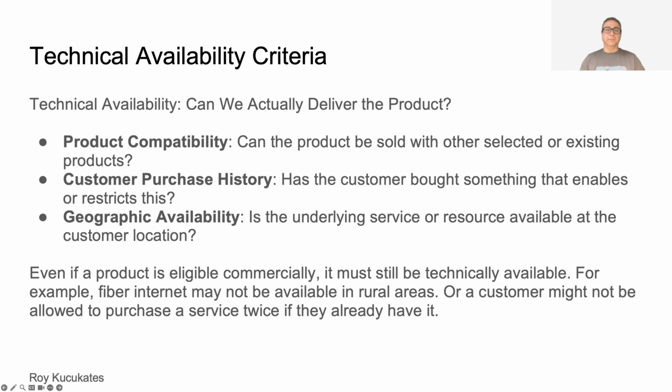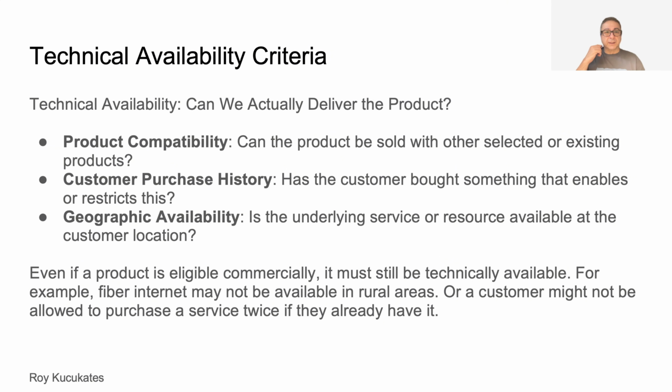Coming to the technical availability criteria. Technical availability is actually: can we actually deliver the product? So it defines if a product is deliverable to the customer. It checks basically the product compatibility. Can this product be sold along with the other selected ones, or an existing product of the customer? Or it checks the customer's purchase history. In some cases, you may want to restrict the number of purchases to a limit, or geographic availability where serviceability as well comes into the picture.